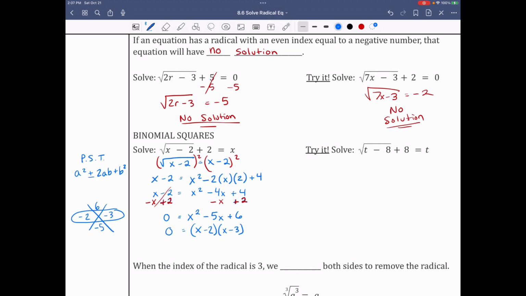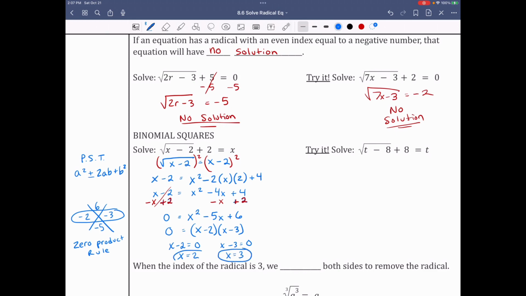Remembering our 0 product, so I'm just going to put that over here, 0 product rule. That is going to say that each factor can equal 0. And solving, we get x equals 2 and x equals 3.